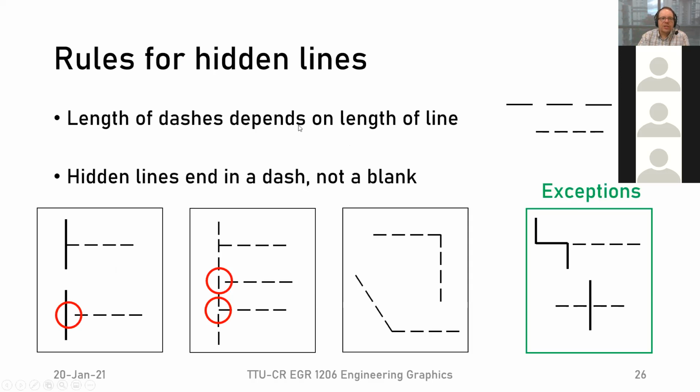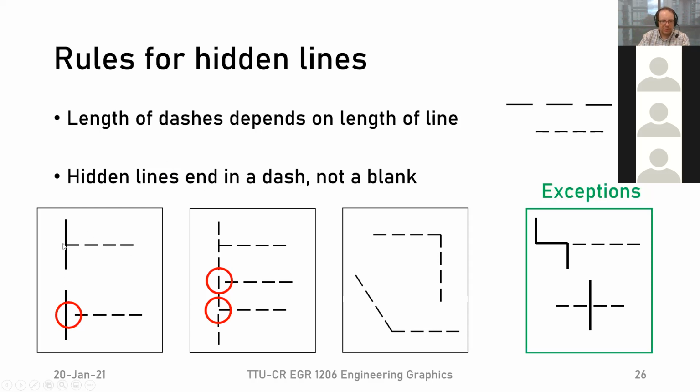The length of the dash depends on the length of the line, right? So we already had the problem where we have really short hidden lines, we have to make pretty small dashes. If we have real big ones, then we can have the dashes be longer. But we don't want to do a whole bunch of really small ones. Usually the empty spots aren't quite as long as the filled spots in these dashes. Another one is that the hidden lines should end in a dash, not in a blank, right?